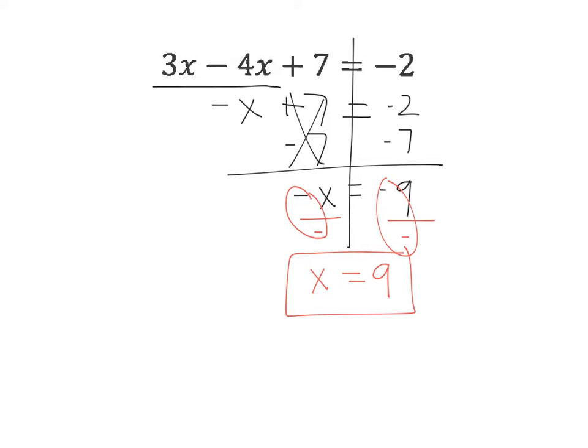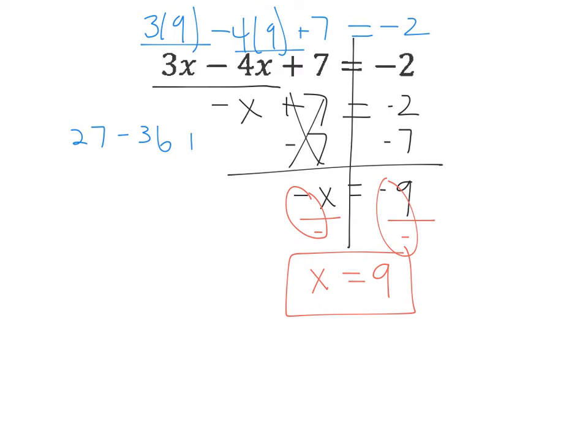And again, to check our work, I will show you how to check our work with this example. I would have 3 times 9 minus 4 times 9 plus 7 should equal negative 2. Well, 3 times 9 is 27, minus 4 times 9 is 36, plus 7, does that equal negative 2? 27 minus 36 is negative 9, plus 7 is equal to negative 2, so we know that we are correct here.